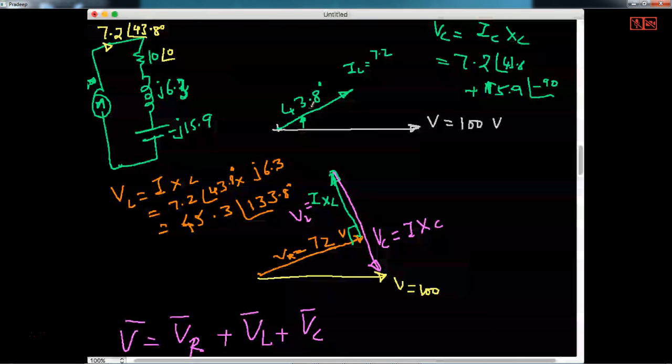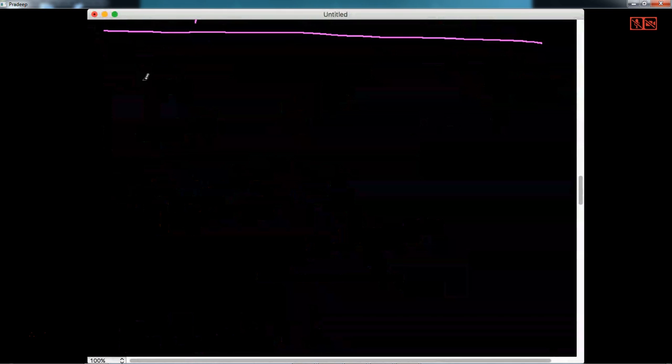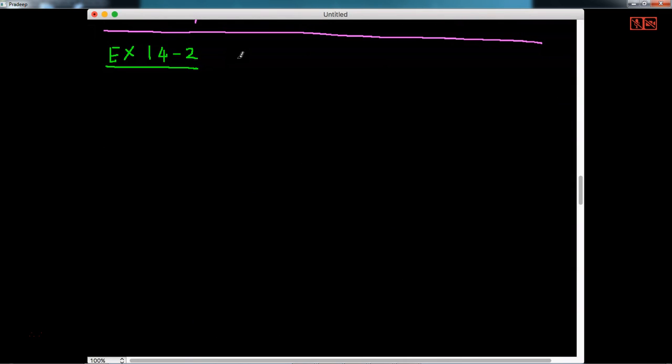So let's call this example 14-2. Following 4 AC quantities are given.